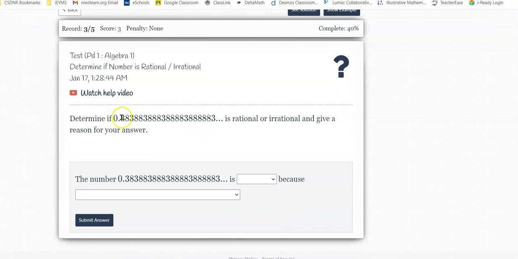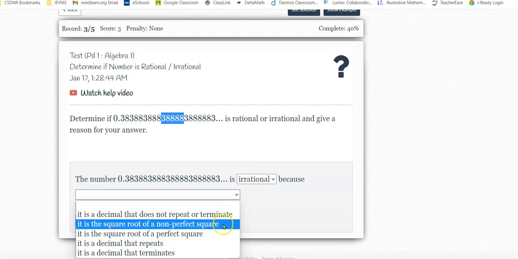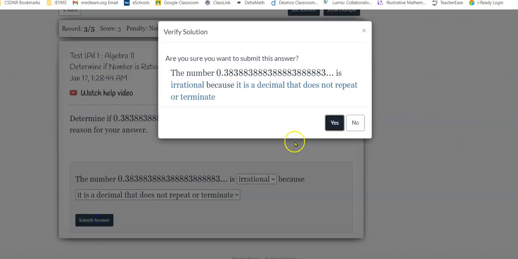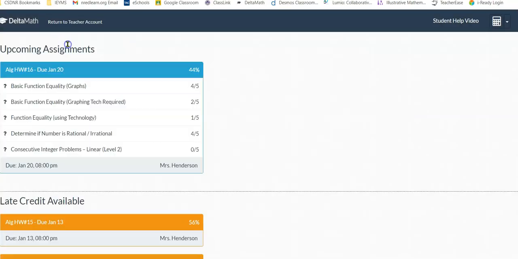Ooh, what's this? 383888 3888 38888. Now that's a pattern. But is it the same every time? No. So this is irrational because it is a decimal that does not repeat the same pattern.